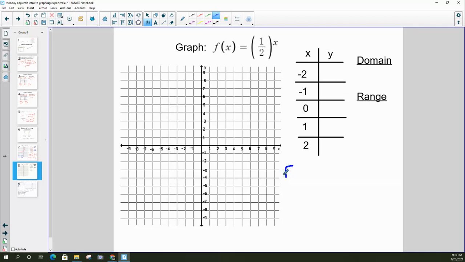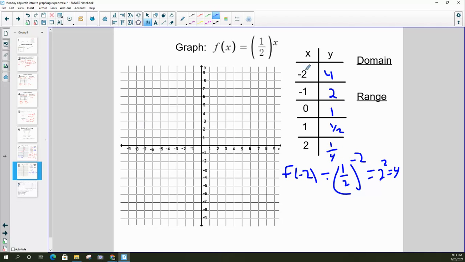So now when I plug in -2, I'm going to get 1/2 to the -2nd. And so a reciprocal of that would be 2 squared, which is just 4. And then let's just use the pattern. We know it's going to be multiplied by 1/2 every time. So 2, 1, 1/2, 1/4. So very similar numbers, they're just in different order.